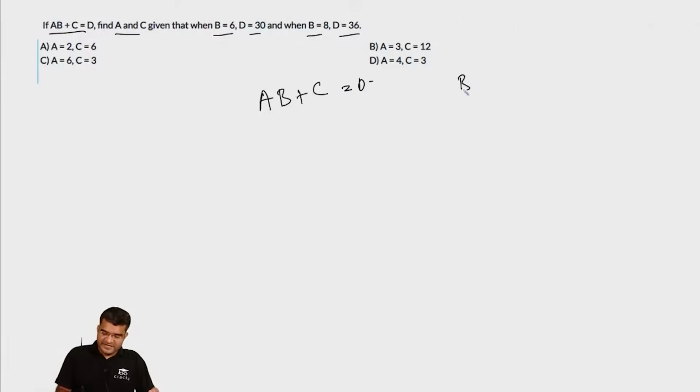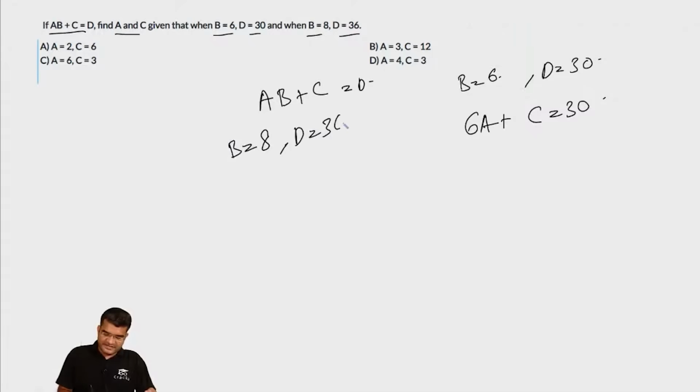When the value of B is equal to 6, the value of D becomes equal to 30. So essentially 6A plus C is equal to 30. And when the value of B is 8, the value of D becomes equal to 36. This implies that 8A plus C is equal to 36. So now we have two equations and two unknowns.